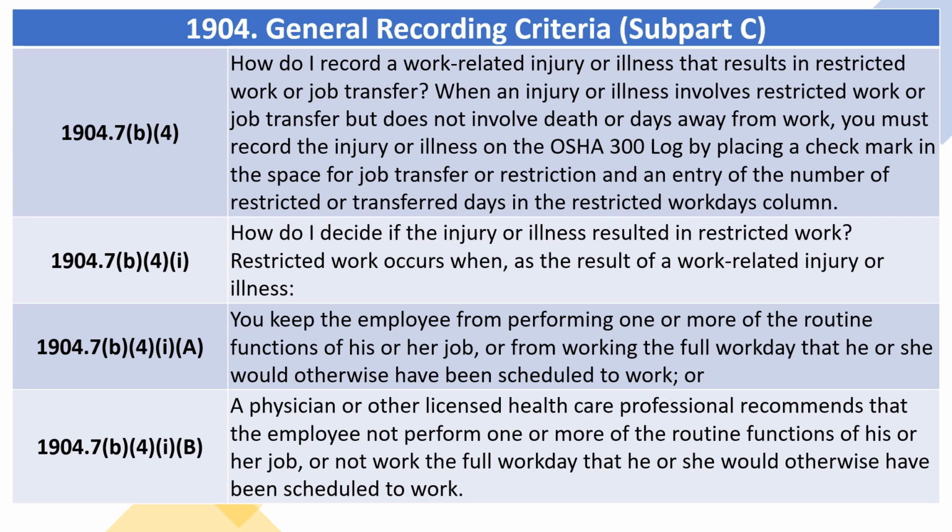1904.7(b)(4)(i). How do I decide if the injury or illness resulted in restricted work? Restricted work occurs when, as the result of a work-related injury or illness, (A) you keep the employee from performing one or more of the routine functions of his or her job, or from working the full workday that he or she would otherwise have been scheduled to work; or (B) a physician or other licensed healthcare professional recommends that the employee not perform one or more of the routine functions of his or her job, or not work the full workday that he or she would otherwise have been scheduled to work.